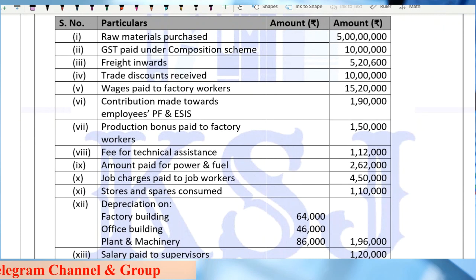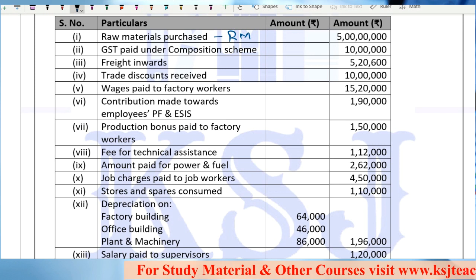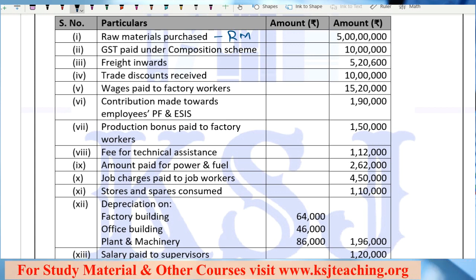Let's see. The first is raw material purchase. Now where to take this raw material purchase, sir? In the calculation of raw material consumed. Any doubts? No sir.